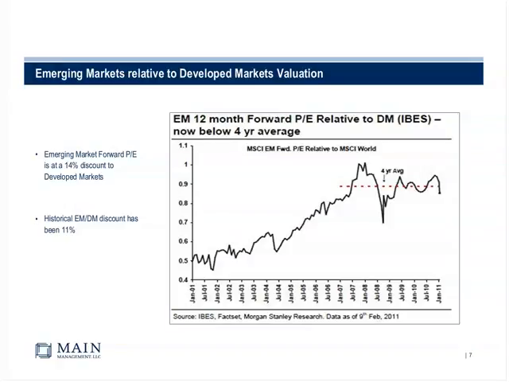So what this slide shows you is that over the last 4 years, the emerging markets have averaged about an 11% discount on a forward PE basis to the developed markets. They're currently at a 14% discount. So they are cheaper than they've been over the past 4 years.